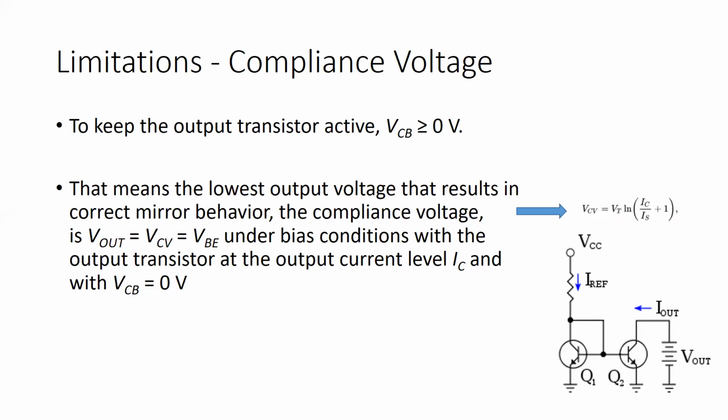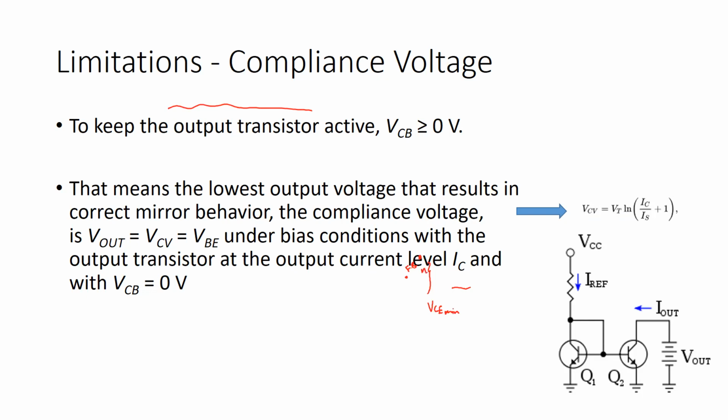Now moving to the next part, the next limitation is due to the compliance voltage. As I said, there must be a minimum voltage V out, or you can say VCE minimum, across transistor Q2 to keep it biased in the active region. If the collector voltage keeps falling and the base voltage is constant, this junction may come out of forward bias and may become reverse biased.